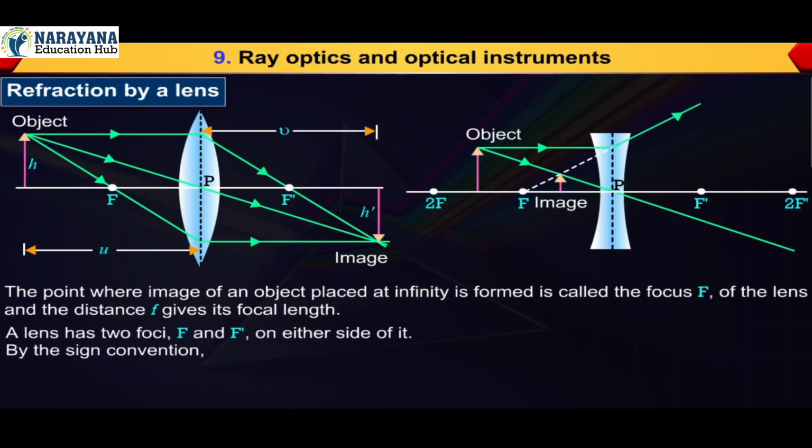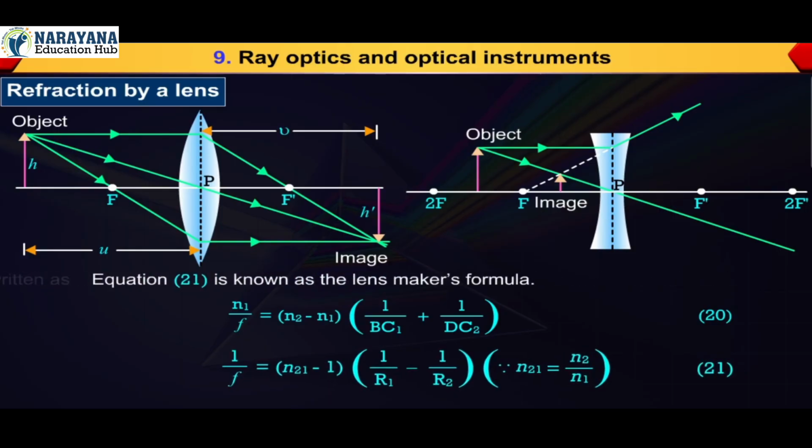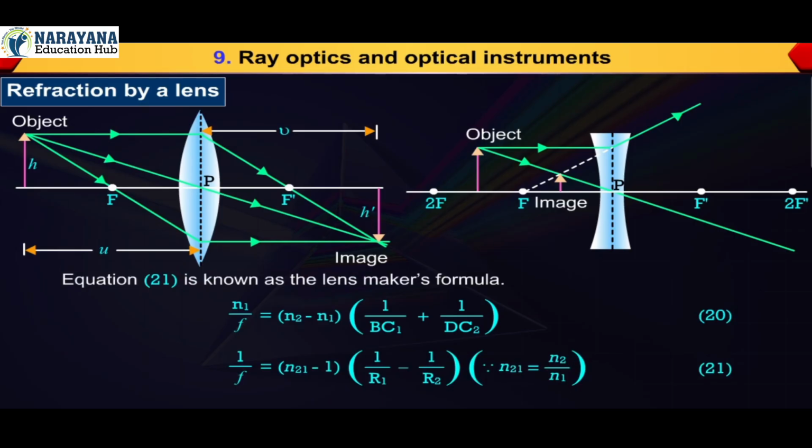A lens has two foci, f and f' on either side of it. By the sign convention, BC1 is equal to plus R1, DC2 is equal to minus R2. So equation 20 can be written as 1 upon f is equal to (n21 minus 1) into (1 upon R1 minus 1 upon R2), because n21 is equal to n2 upon n1. Equation 21. Equation 21 is known as the lens maker's formula.